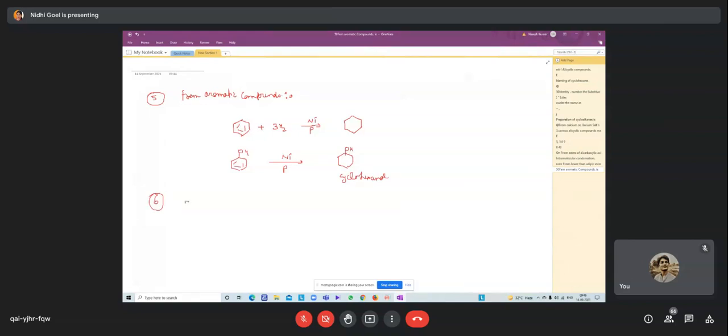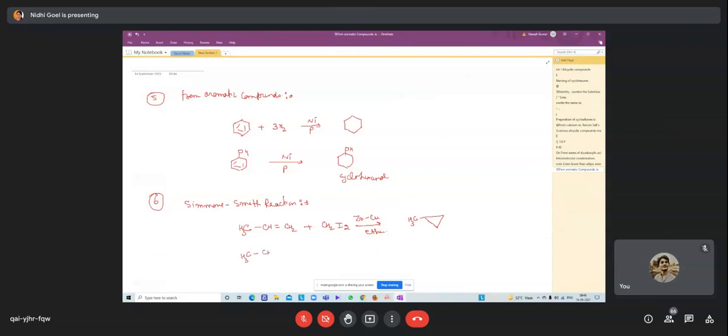Next is the Simmons-Smith reaction. So when alkenes react with methylene iodide, suppose CH3, CH double bond CH2 plus CH2I2, methylene iodide, in presence of zinc, copper, and ether acts as the solvent. So the product is CH3. This is methyl cyclopropane.